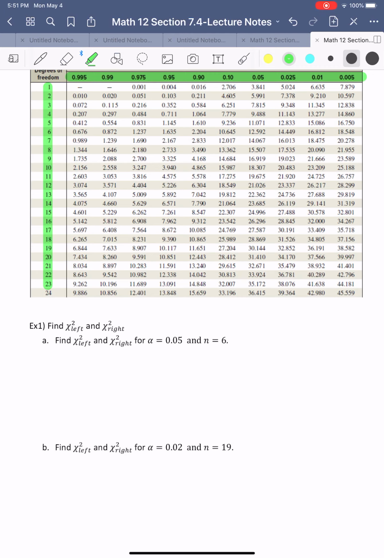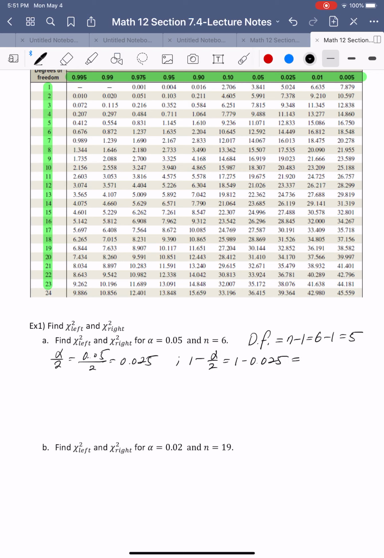Before we do that, we need to find the degrees of freedom, which is n-1, which is 6 minus 1, which is 5. Then we need to find alpha over 2, which is 0.05 over 2, which is 0.025. And also 1 minus alpha over 2, which is 1 minus 0.025, which is 0.975.